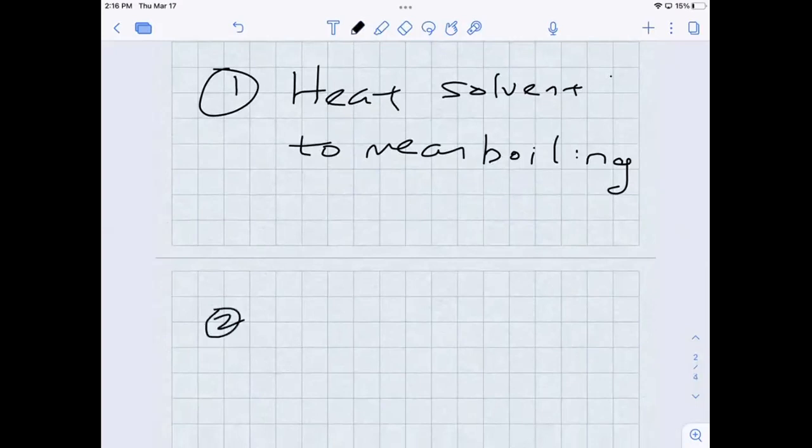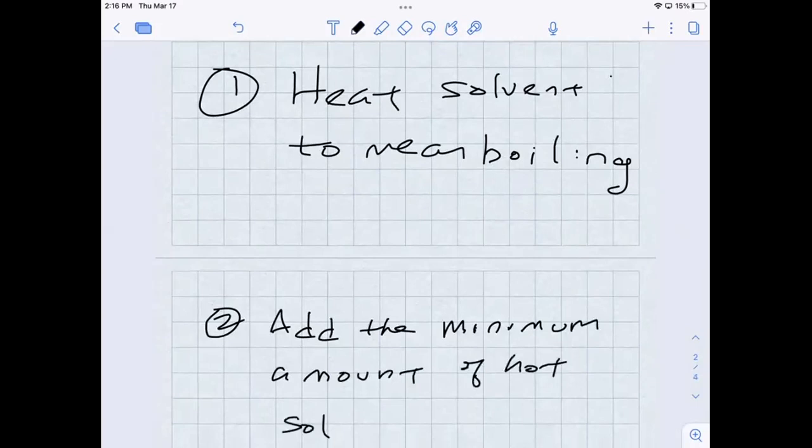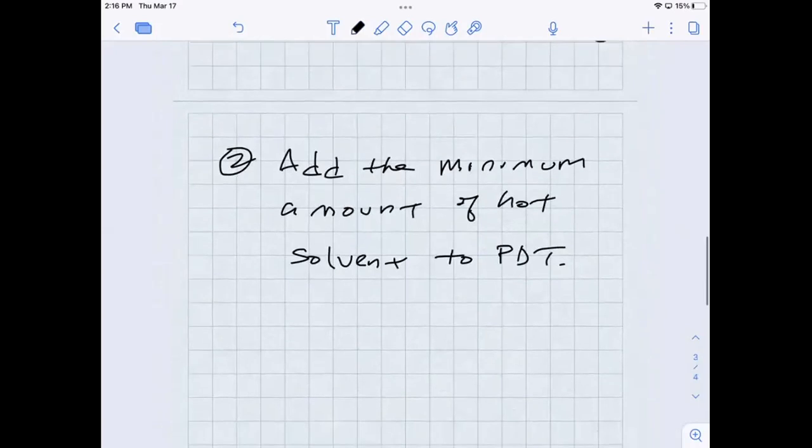Second thing you want to do, and this is another critical step, is to add the minimum amount of hot solvent to your product. The minimum amount. If you add too much, it's going to be super saturated. There's actually a clip in the walkthrough that we're going to look at where a student did that. They added too much ethanol and we had to take some special steps in order to retrieve their compound. So you're going to add the minimum amount. Too much will be super saturated.